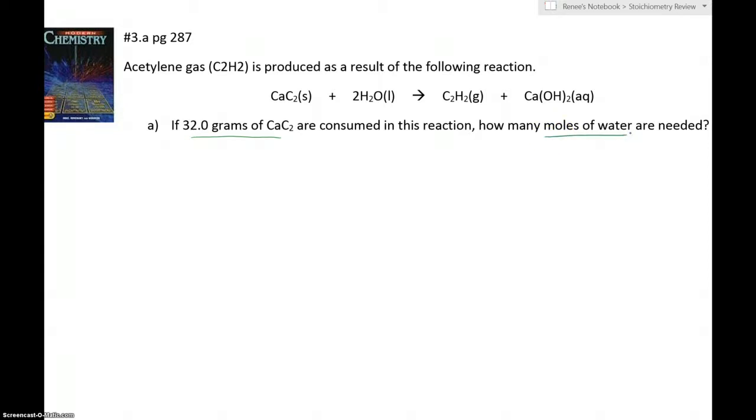So in a grams to mole problem, you're going to be using the mole to mole ratio and the molecular weight. But in all stoichiometry problems, first things first, you always make sure that the equation or the chemical reaction is balanced. And in this case it is, and they have already balanced it for us. The second thing you always do is note what is given to you, and then figure out what it is you are trying to find. In this case, we're given 32 grams of calcium carbide, and we're trying to find moles of water.